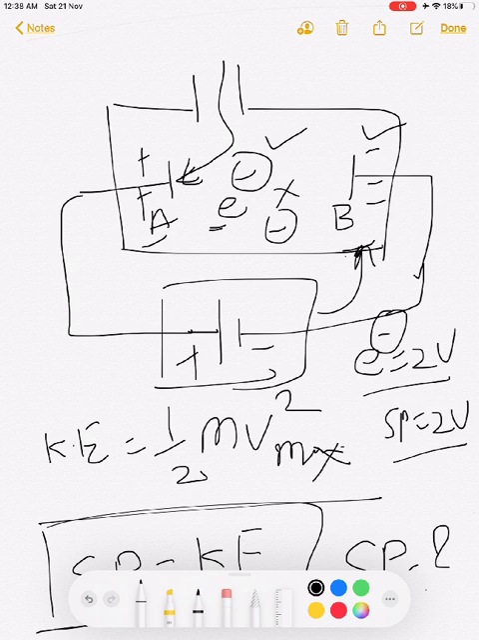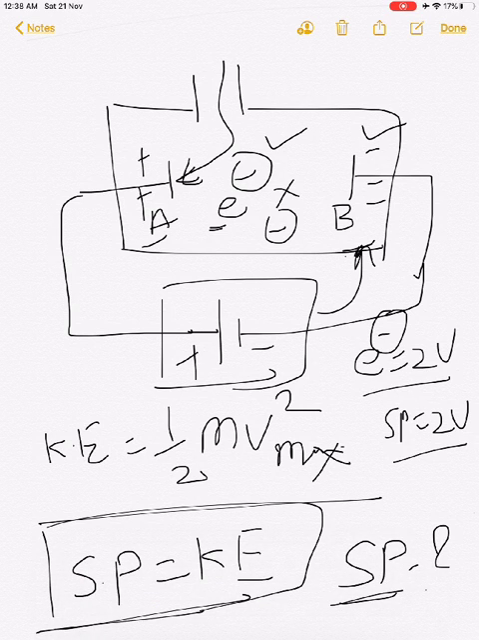Otherwise the electron will reach plate B or point B slowly. So the kinetic energy, which is equal to half m v max square, is equal to the stopping potential.